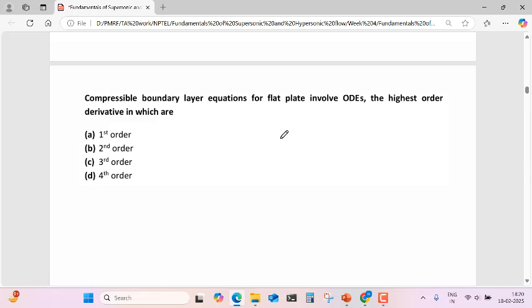Compressible boundary layer equation for flat plate involves ODEs, the highest order derivative in which is: first order, second order, third order, fourth order. What is the answer for this one? Compressible boundary layer equation for flat plate.